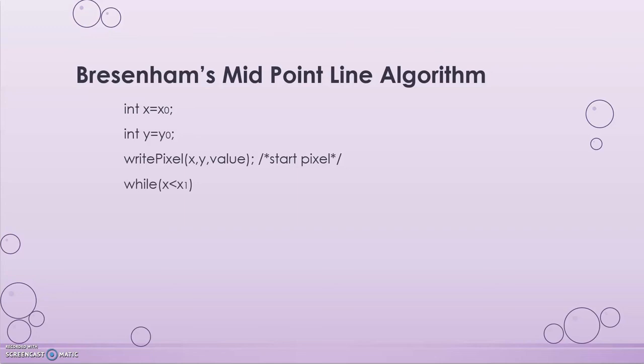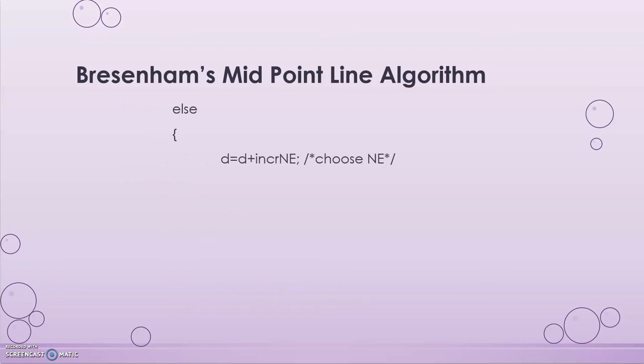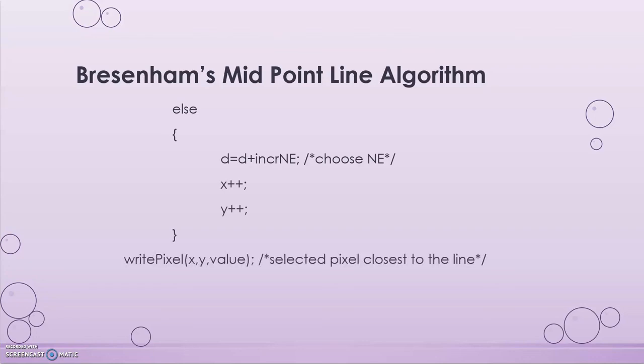Now we have to do it up to while x less than x1. First we'll choose E. If we are choosing E, that is d should be less than or equal to 0, then we are adding delta E to d. Then we are incrementing only the x coordinate. Else when we are choosing delta NE, we have to add delta NE to d and we'll increment x and y. Then we will write the intensified pixels to the value, close the while loop, close the midpoint line function.